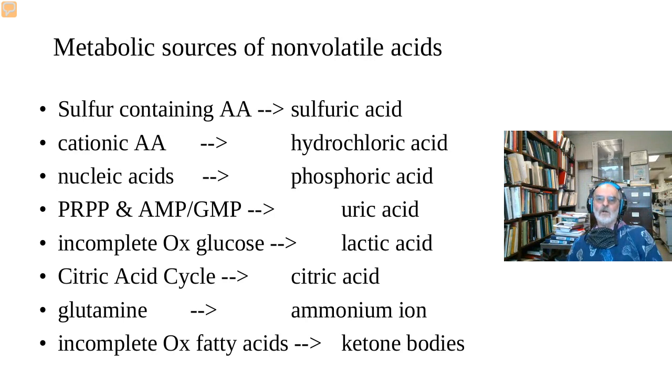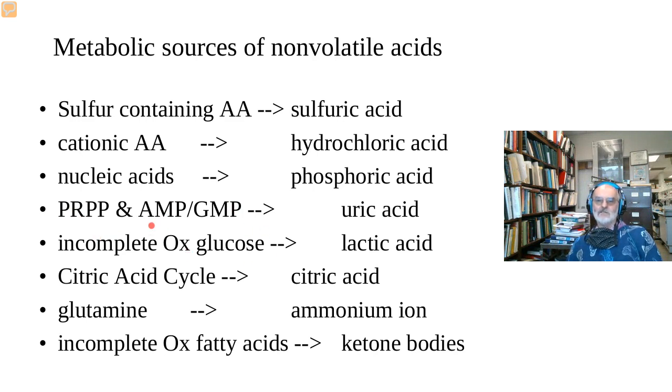Where do these things come from? Well, sulfuric acid comes from the breakdown of sulfur-containing amino acids, things like methionine. Hydrochloric acid comes from breaking down cationic amino acids. Phosphoric acid comes from the degradation of nucleic acids. Uric acid comes from the breakdown of PRPP and AMP, GMP. Okay, so this is the urate that the kidney gets rid of.